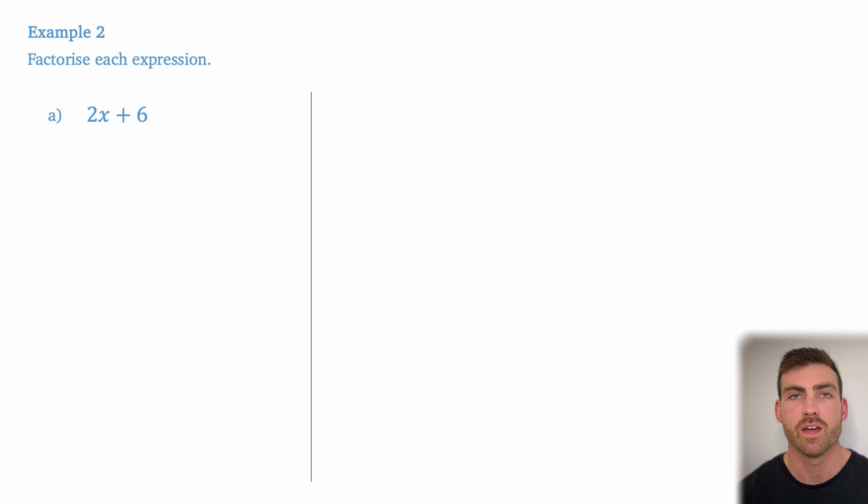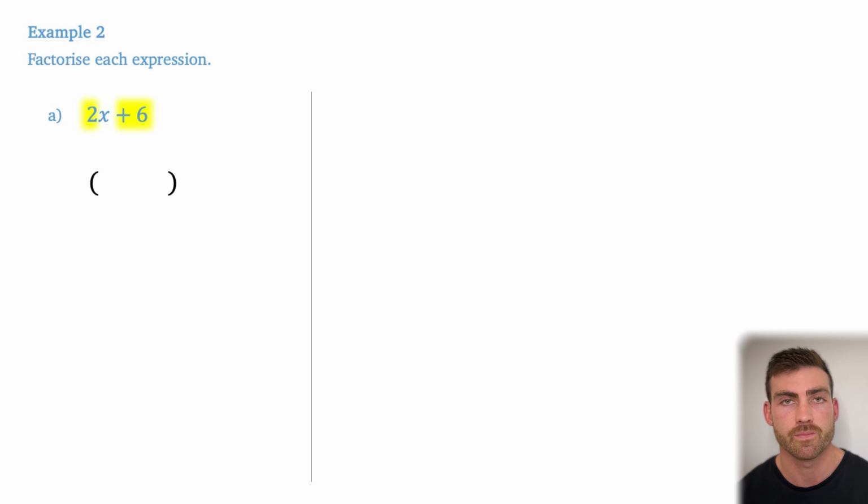Example 2. Factorize each expression. In example A, there are two methods used to factorize expressions. I will show you method 1 for example A and B, then method 2 for C and D. We first set up the brackets. Then we need to look for the highest common factor of both terms.